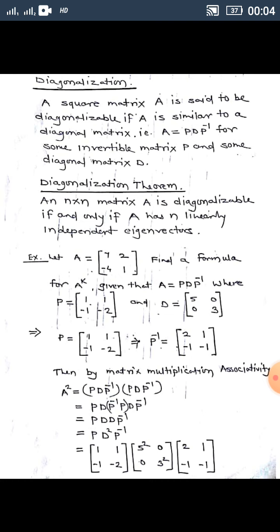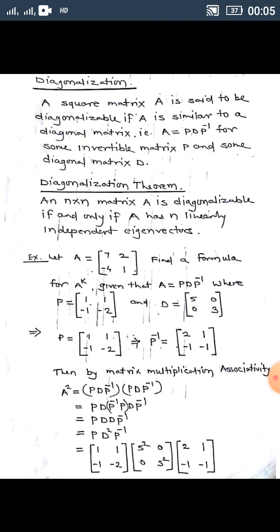Then by matrix multiplication, we can write A square as P D P inverse into P D P inverse. A square we can write as A into A. What is A? P D P inverse. Again A, P D P inverse. Now we associate P inverse P. So students, we know that P inverse into P is identity, that is 1. So we get P D D P inverse. So D into D is D square. So A square we generalize as P D square P inverse.